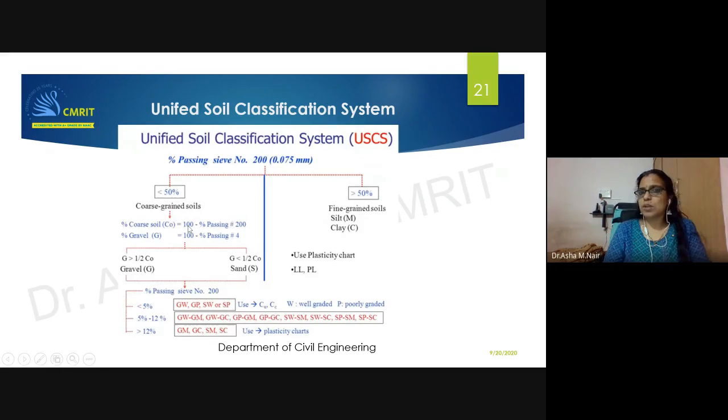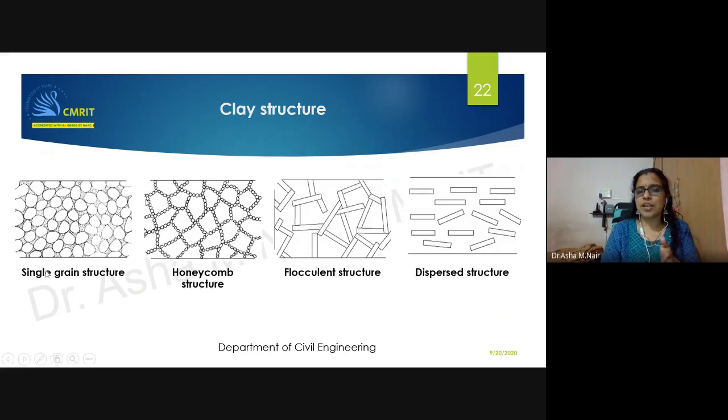And we have also talked about the unified soil classification system. The main difference between the unified soil classification system and the IS soil classification system is that we don't have the intermediate classification in the unified soil classification system. Clay structure, this also we had a question today, right? Which type of structure is exhibited by a clay in seawater.